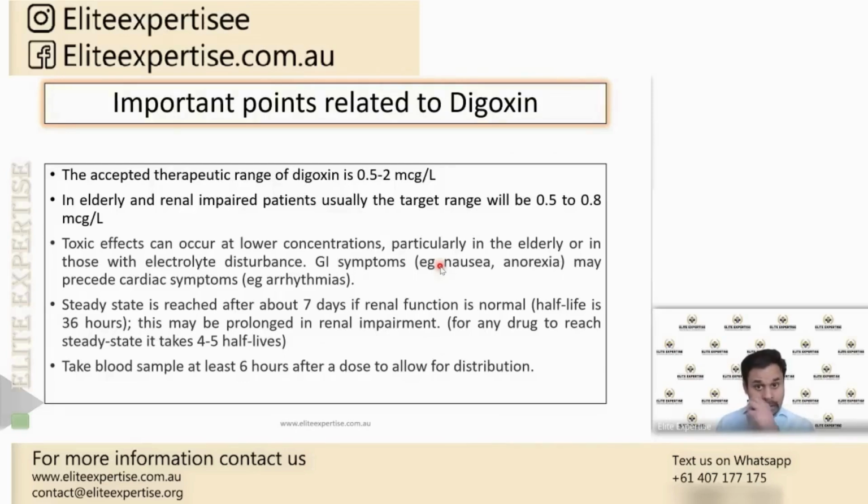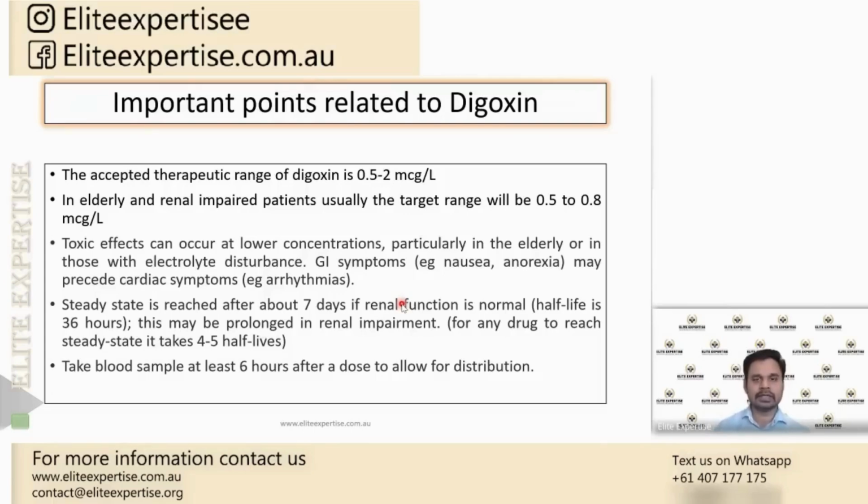And usually the digoxin's steady state concentration will be reached after 7 days. If the patient has normal renal function, it takes at least 7 days to reach the steady state concentration. If the patient has renal impairment, it may take longer. Instead of 7 days, it may go even up to 14 or 15 days to reach the steady state concentration. The half-life of digoxin is 36 hours.